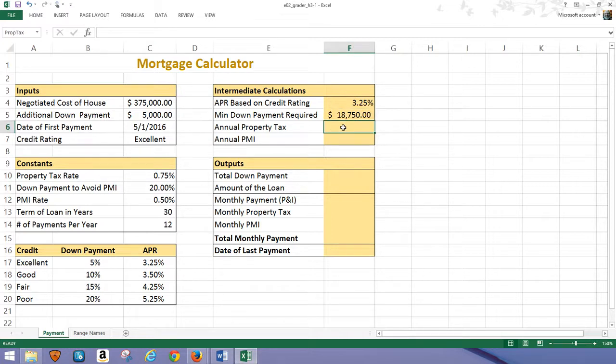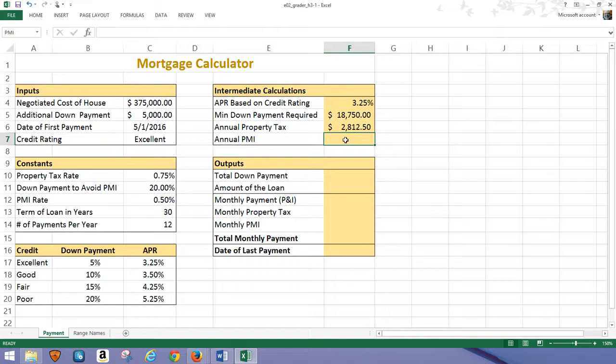Now, step number 5 says in cell F6, enter a formula to calculate the annual property tax based on the negotiated cost of the house and the annual property tax rate. Use range names in the formula. So again, I hit equal, and here's the negotiated price of the house times, now I've got to find the property tax rate. Not there, not there, not there, not there. Oh, here it is. And so if I hit enter, that gives me 2812.50.